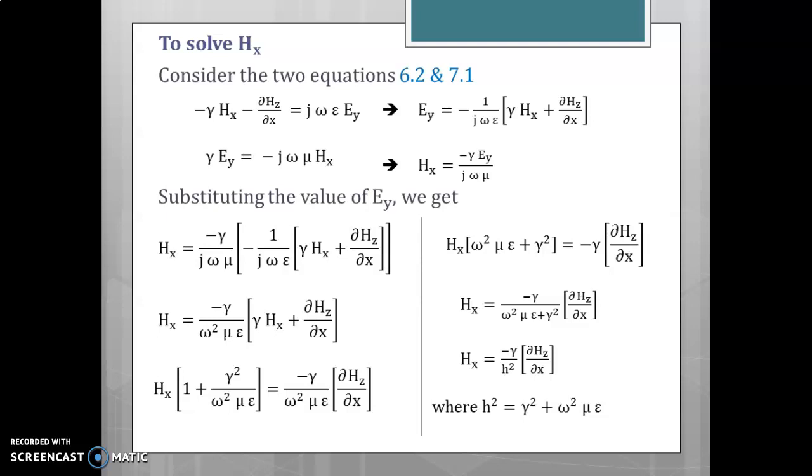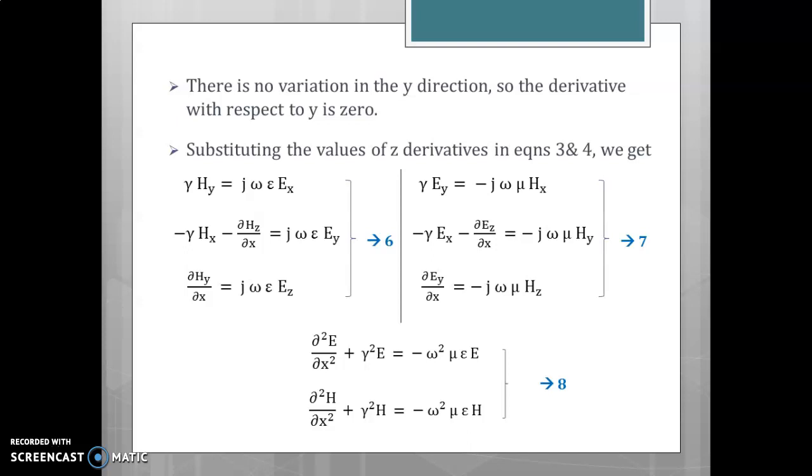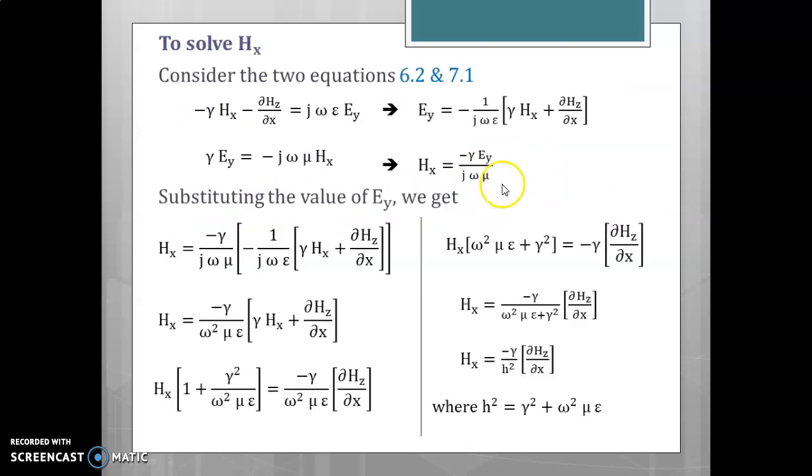Next step is to find the field components: magnetic field components Hx, Hy, and electric field components Ex and Ey. First of all, we will solve for Hx. Coming back to equations 6 and 7, you can see the term Hx. This is equation 6.2 and here 7.1. So consider those two equations, 6.2 and 7.1.